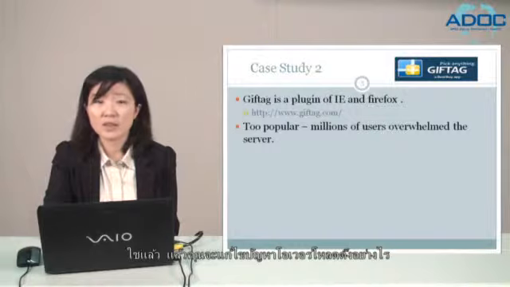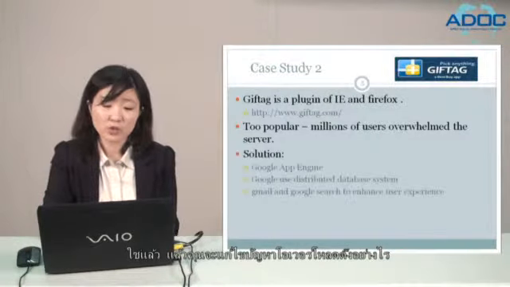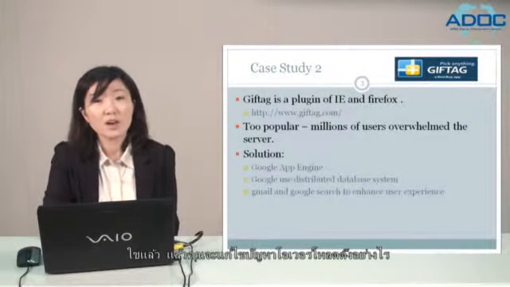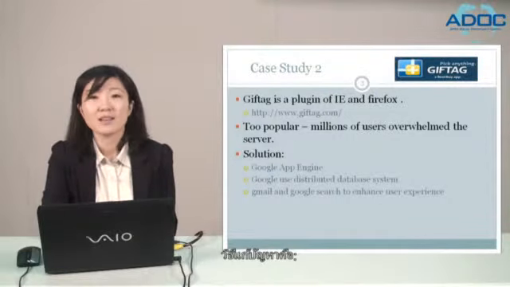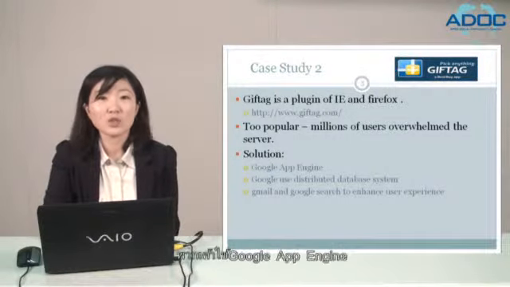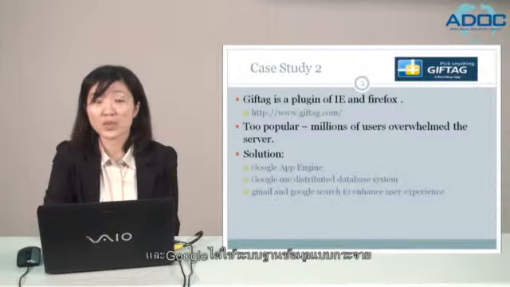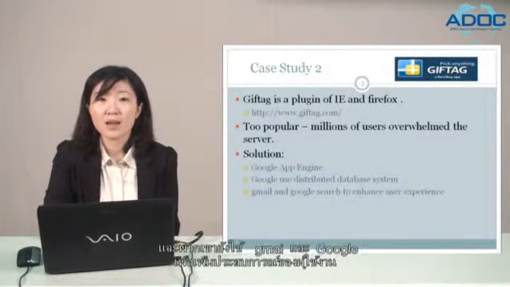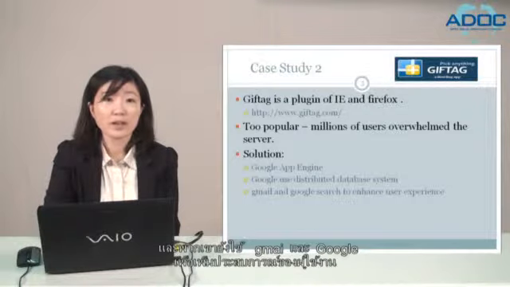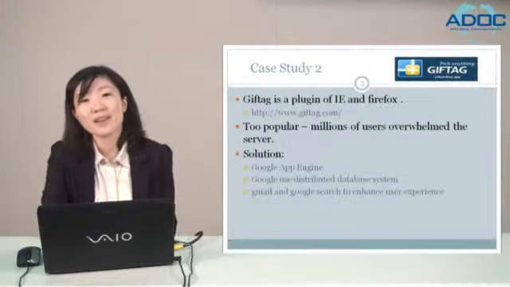So how did they solve this overloading problem? The solution is that they use Google App Engine, and Google uses a distributed database system, and they also use Gmail and Google Search to enhance user experience.